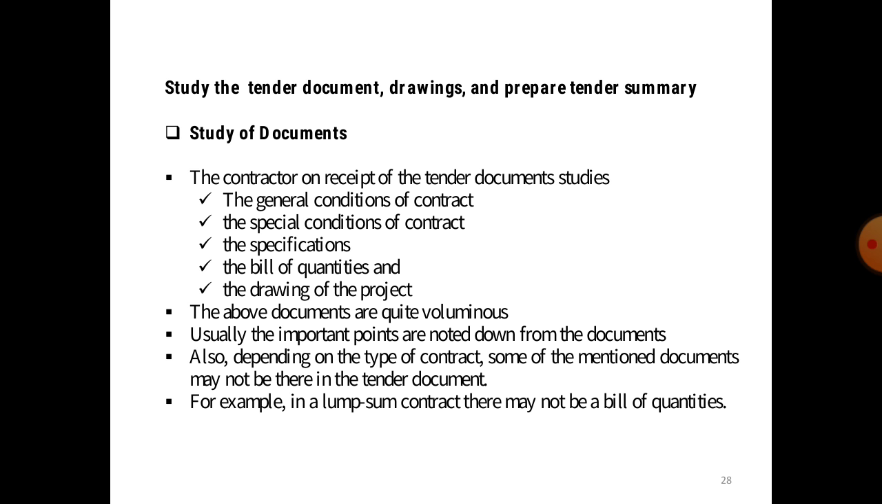The above documents are quite voluminous, and usually the important points are noted down from the documents. Also, depending on the type of contract, some of the mentioned documents may not be there in a tender document. For example, in a lump sum contract there may not be a bill of quantity. So it depends on the type of contract given by the owner.